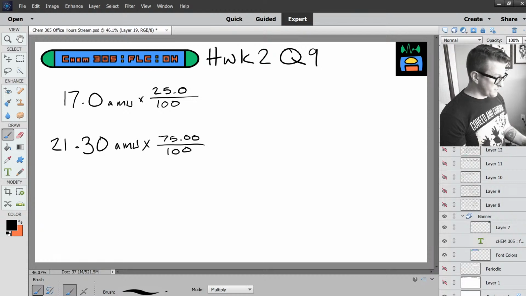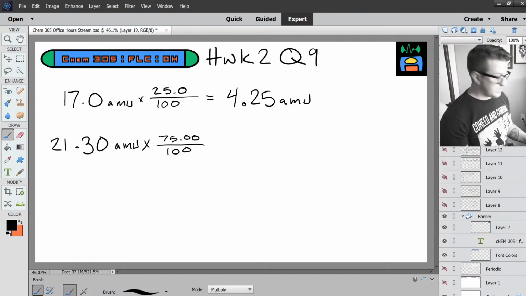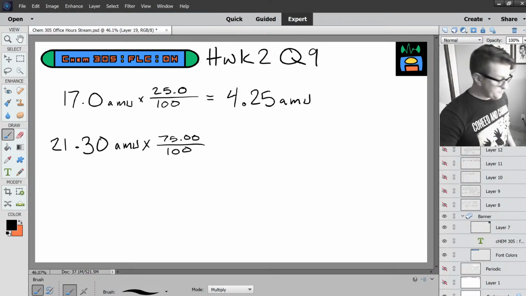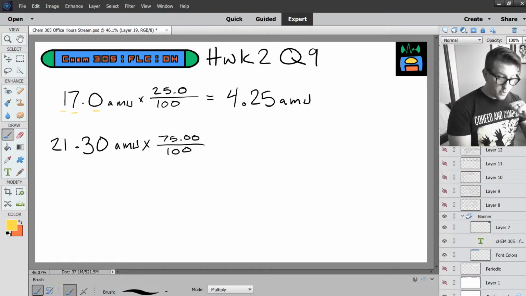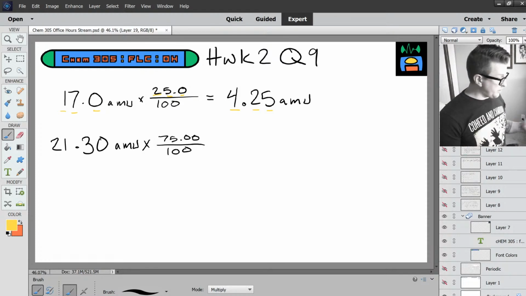All right, now that we got the right number, 17.0 times 25.0 divided by 100. My calculator is giving me a value of 4.25 AMU. Yeah, you guys are scoring huge brownie points. Gold stars all around. All right, now let's look at our sig figs. 17.0 has 3 sig figs. 25.0 has 3 sig figs. So our answer must have 3 sig figs, and it does. So we do not need to round, we don't need to add zeros, it's good to go.